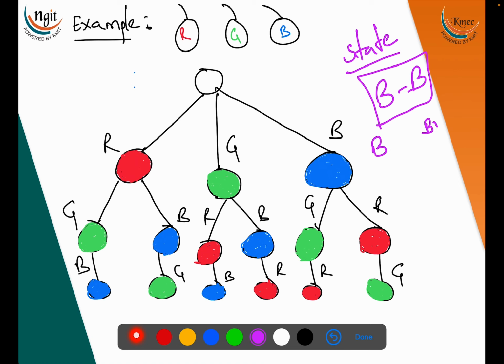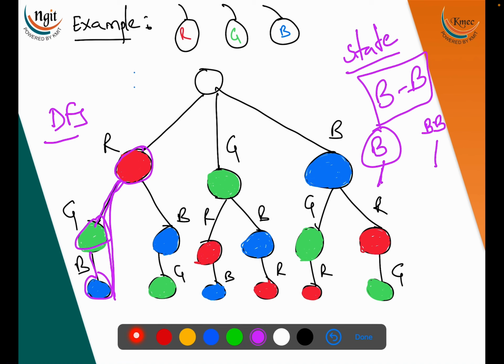Backtracking and branch and bound both follow state space tree generation. Both generate a state space tree. But in backtracking, the way we generate the nodes depends upon the DFS strategy. That means we'll check the possibility: first you arrange red, then green, then blue. So you go depth wise. This is backtracking. Branch and bound does not follow DFS, but it follows BFS.